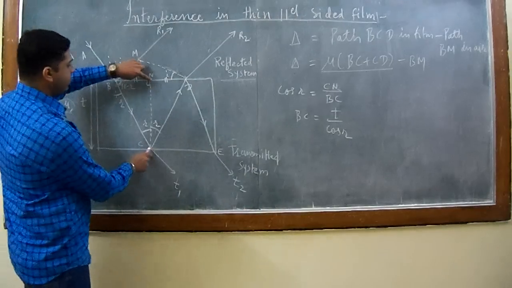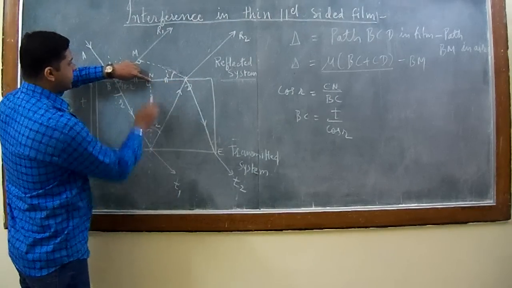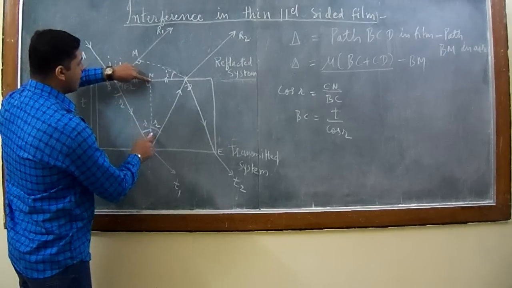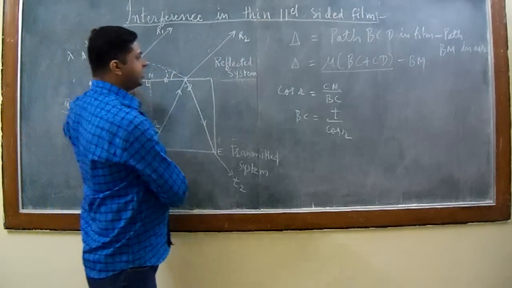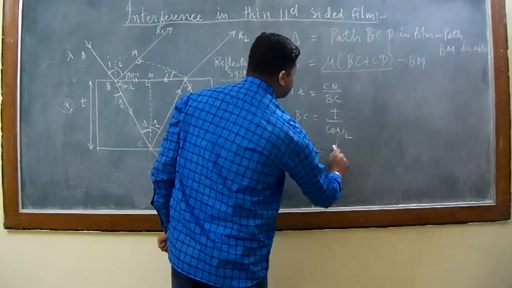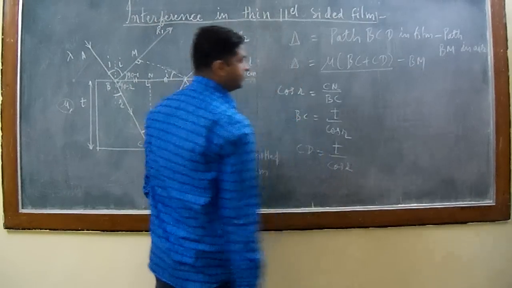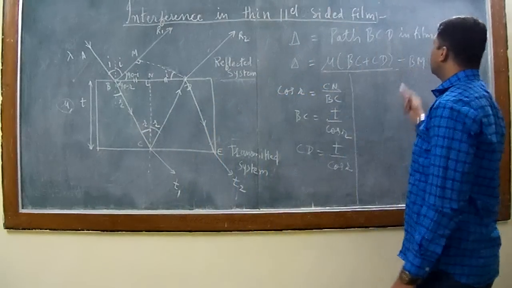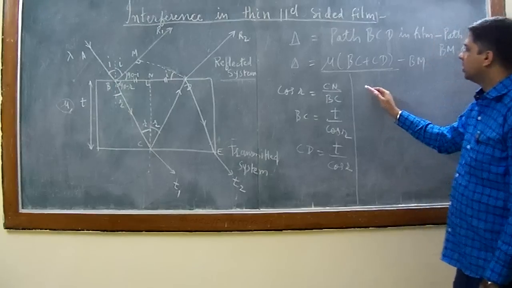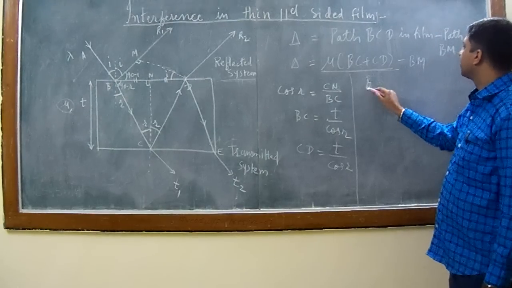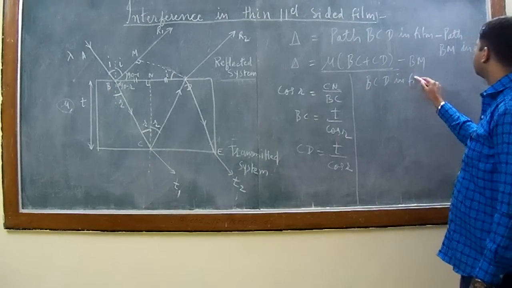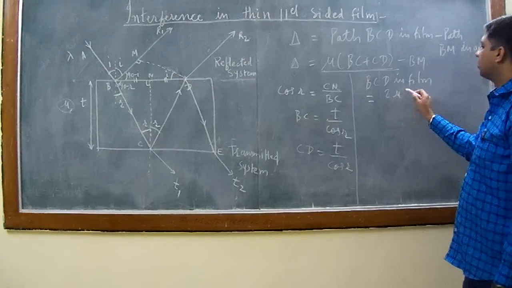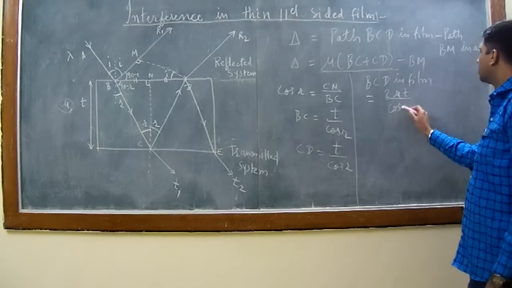Similarly, from the geometry of the figure, the value of cos r in this triangle, that is NCD, is nothing but CN upon CD. But CN is t, and therefore we can write CD is equal to t upon cos r. So we know the path is mu into BC plus CD, that is path BCD in film, and therefore path BCD in film is equal to 2 times mu into t upon cos r.